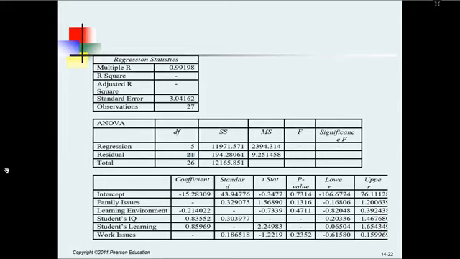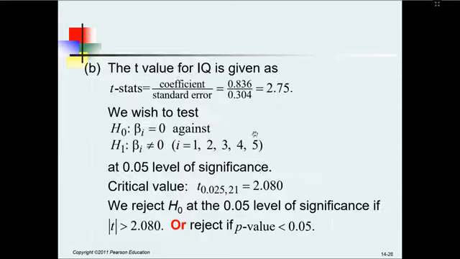I want to show you before I go to the solution itself. The value at 0.025, 21 degrees of freedom is 2.080. So when the T value is greater than 2.08, we say that it is significant. When it is less than, then we say that it is not significant.